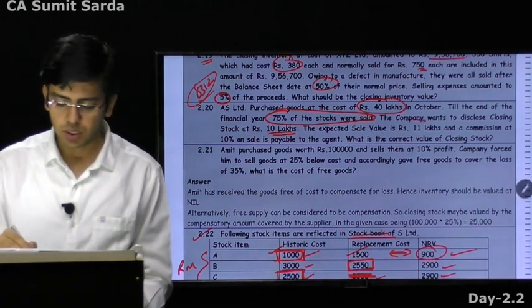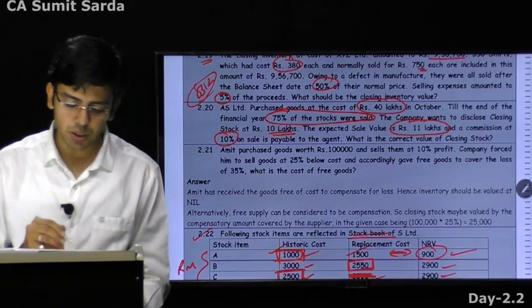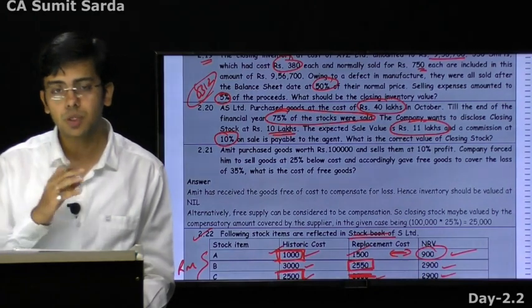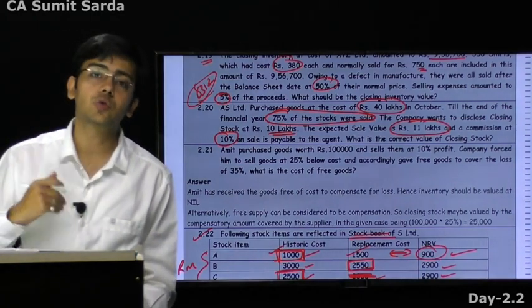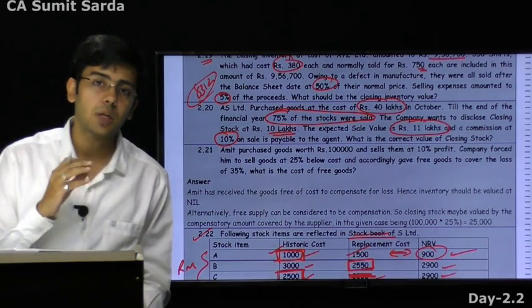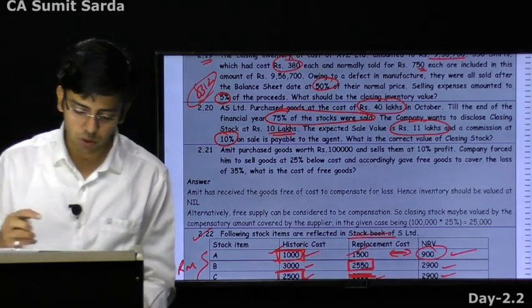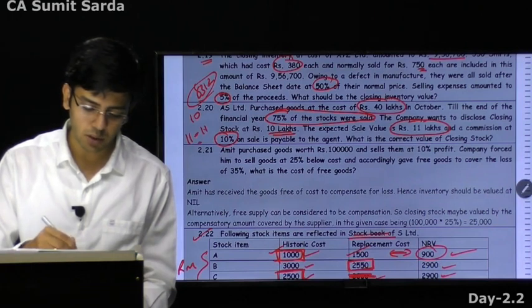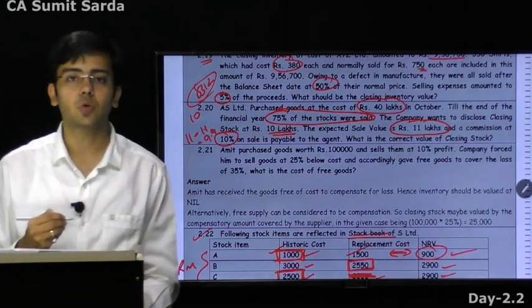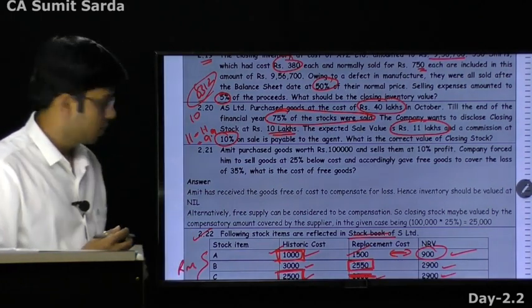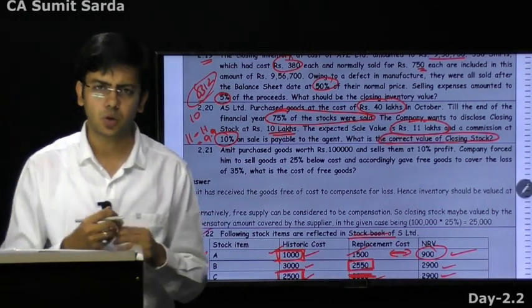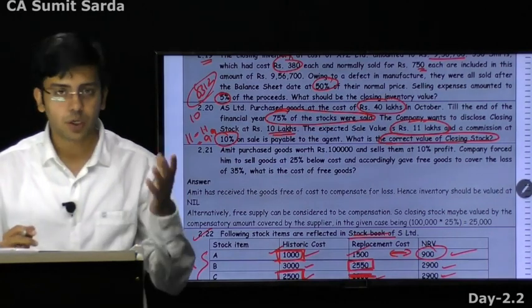Expected sale value is 11 lakh. We can sell it at 11 lakh. And commission is 10% on sale. That means commission is 11 lakh into 10%, that is 1.1 lakh. This is cost of sales. Cost of sale is to be deducted from selling price to determine NRV. So we'll try to determine the NRV. We know the cost is 10, NRV is 11 minus 1.1, that makes it 9.9. So cost or NRV, whichever is lower, 9.9. What should be the correct value of closing stock? 9.9. Okay, so we'll move a bit more ahead.